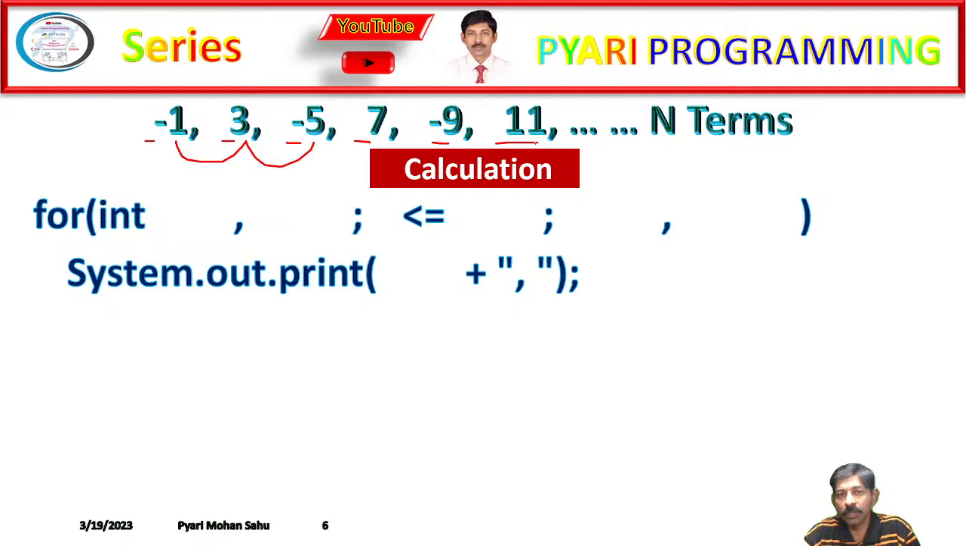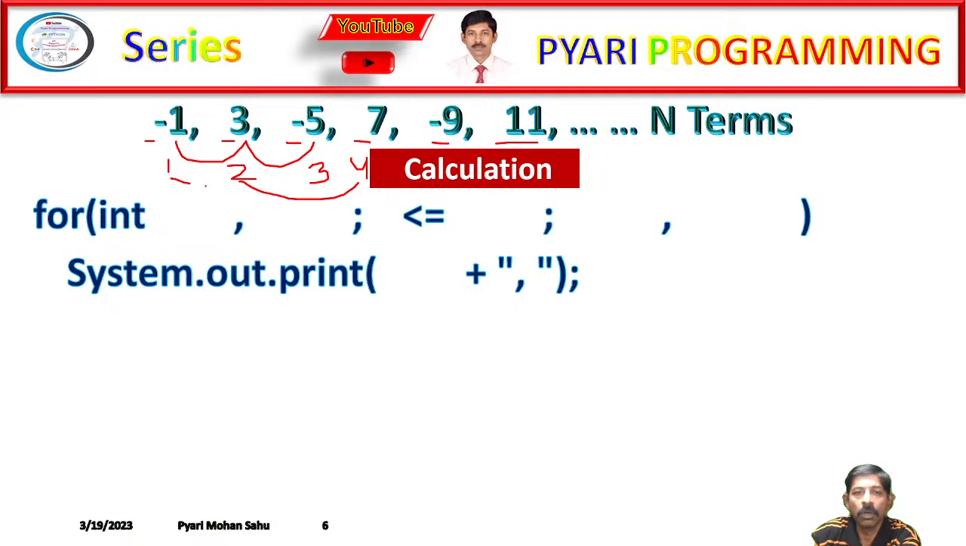If you have the number of terms, this is my first term, this is my second term, this is my third term, this is my fourth term. We can say that if the term is even, then it is positive. If the term is odd, then it is negative. Now in this case I have to use a condition.